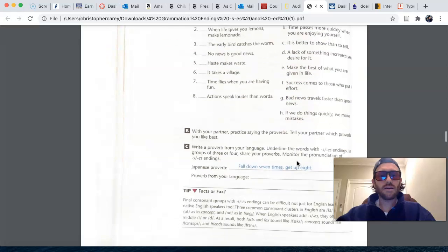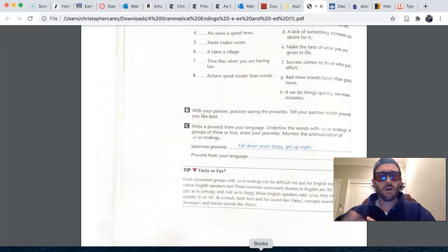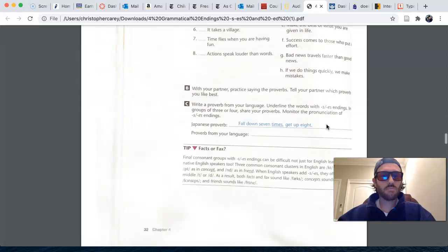Once you've done that, then create your own proverb. Share a proverb from your language. Okay, and indicate that here. And then underline the words that end in S or ES. Okay, so write a proverb, of course, you have to translate it from your language to English. Write a proverb from your language and then underline the words that have S or ES. All right, and that is exercise 8 on page 32.